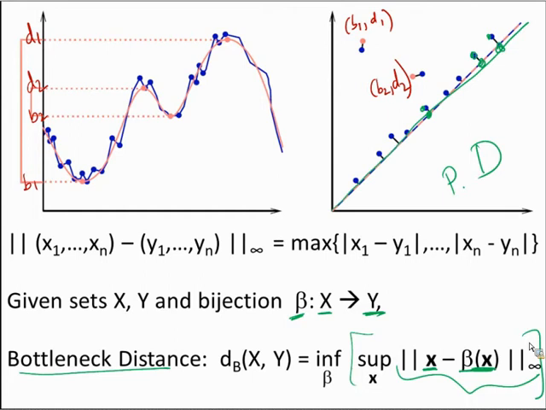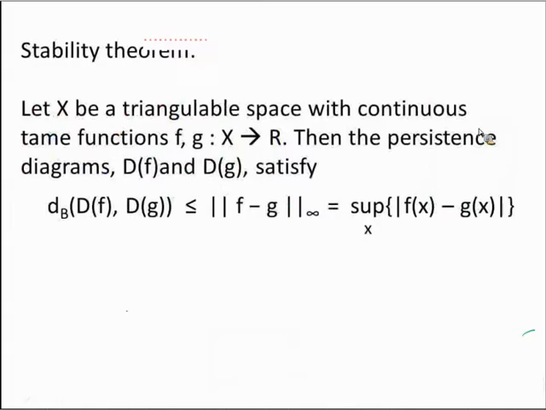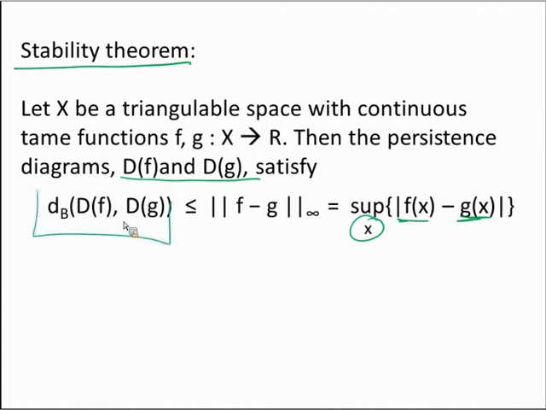And the nice thing about this bottleneck distance is if we have two functions, so we've got our pink function f from X into R, so here's X and here is R, and then we've got a blue function g from X, we can see that the pink and the blue are very close to each other, so we would like the bottleneck distance between their persistent diagrams to be small as well. And that's what the stability theorem gives us: if f(x) is close to g(x) for all x, then the bottleneck distance for their persistent diagrams is also going to be small.